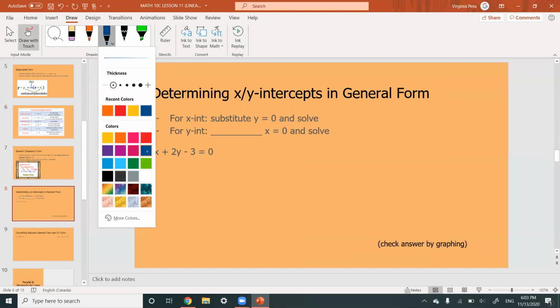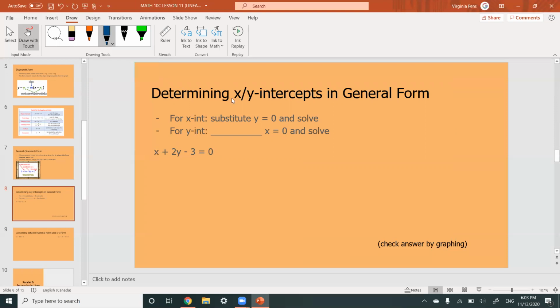Let's start off with finding the x-intercept. So for x-intercept, we substitute y equals 0, and solve. So let me highlight this. We substitute y equals 0. Okay, so let's do that. Over here we have x. We want to find what x is when y is equal to 0, right? So we substitute this for 0.